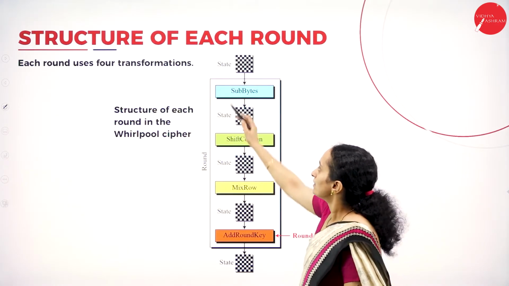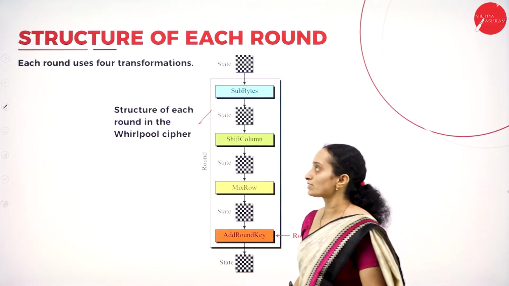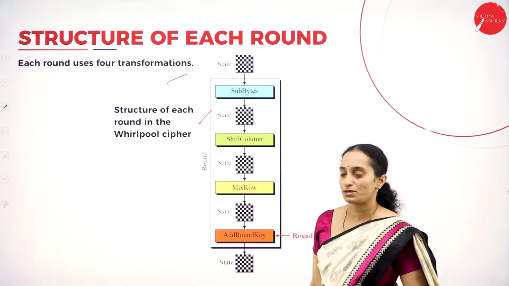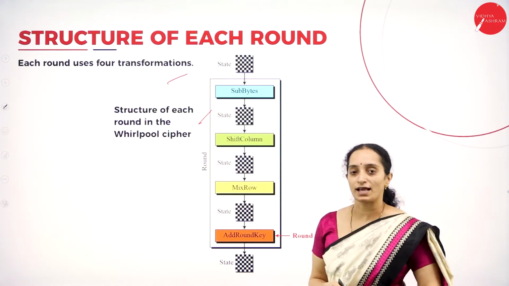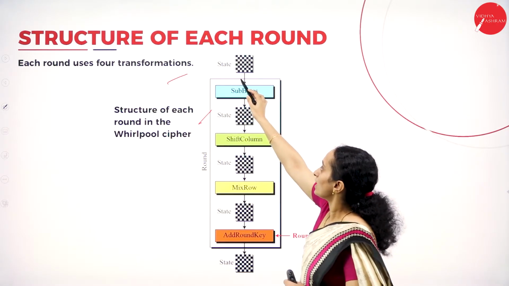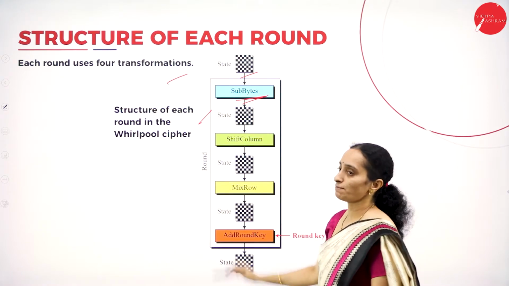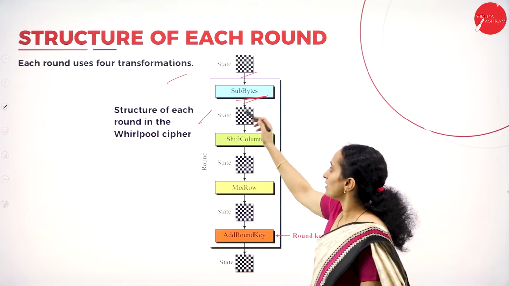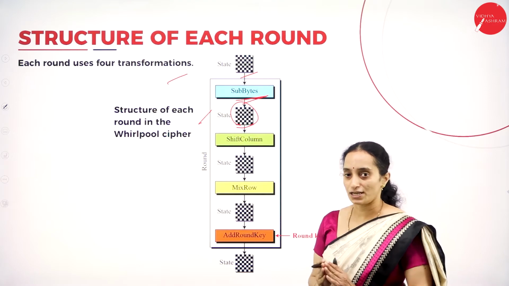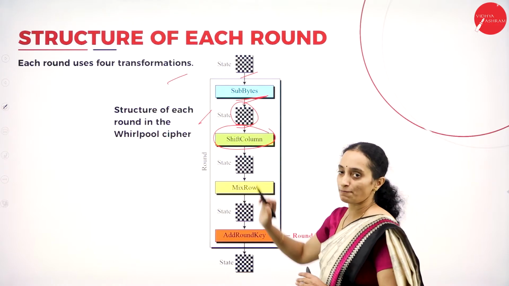Okay. So we have the structure of each round in a Whirlpool cipher. How is the structure of each round? So each round uses 4 transformations. As you can see, there are 4 transformations that happen in the Whirlpool cipher. So we have the state. The state will be subjected to the SubBytes function. It will give you the state with transformed bytes. Then we get the state with SubBytes.